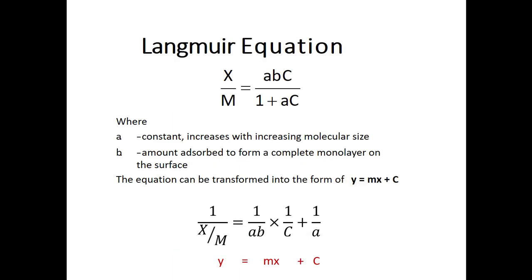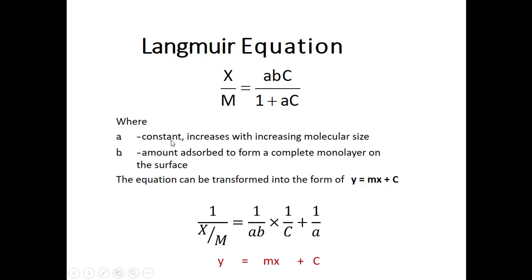Now the second isotherm is the Langmuir equation. It is similar to the Freundlich, however the constants are somewhat different, but at the end we can also have a linear equation of Langmuir. So we have 1/(x/m) = 1/(ab) times 1/c + 1/b. What are a and b? A and b are constants.